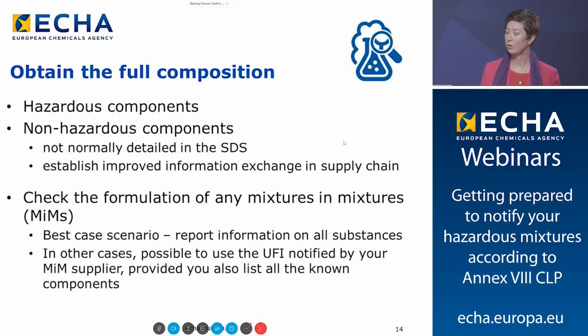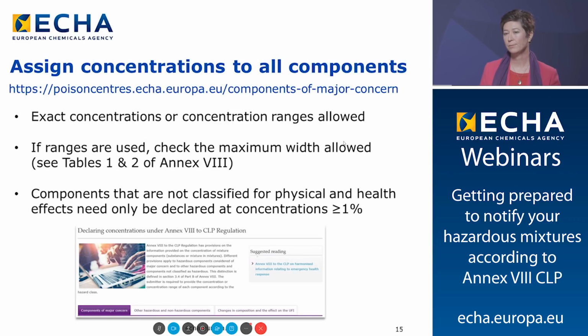In other cases where it is not possible to get this information, you may use the UFI, which was notified by your MIM supplier, provided you also list all the known components. You will also need to assign concentration to all of the components. For this, you can use exact concentrations or concentration ranges. If you use ranges, though, do check the maximum width allowed, and this is given in tables 1 and 2 of Annex 8. You may also prefer to visit our dedicated web page on this topic.